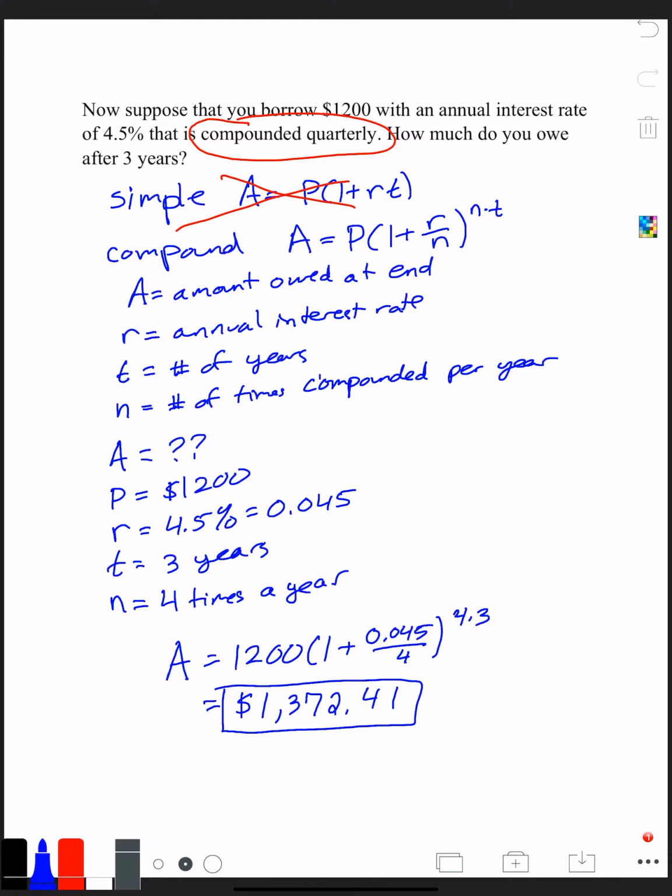Notice that this is going to be more than the amount you owe in simple interest, and in general that's always going to be true, that when you do compound interest you end up gaining more or losing more over the same time period. So you always want to be careful when you're dealing with compound interest.